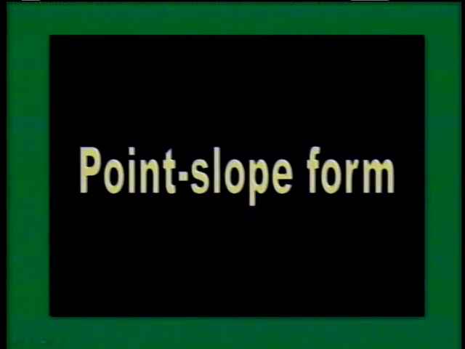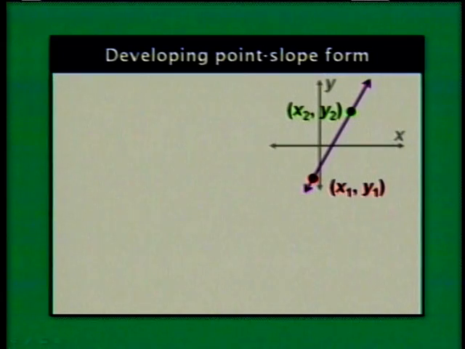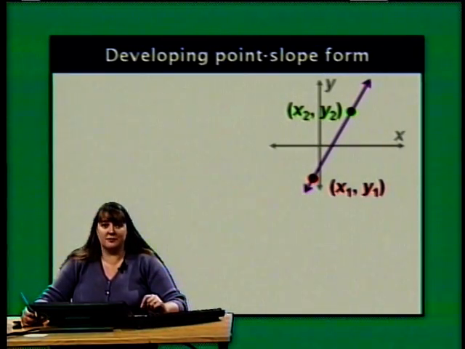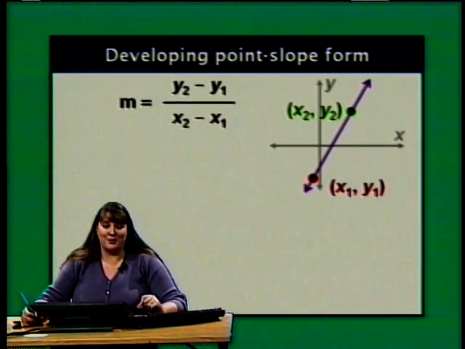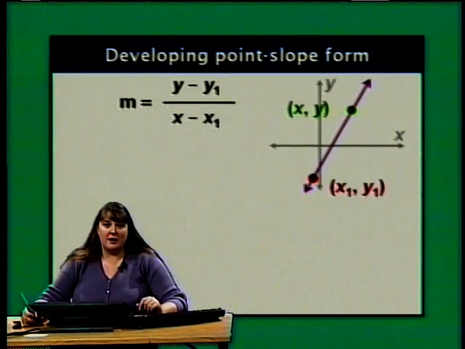So let's start by developing point-slope form. Let's think back to our equation for finding slope. If we have 2 points on a line, x sub 1, y sub 1, and x sub 2, y sub 2, we can use our slope formula to find the slope m. I'm going to make a slight change here. That point, x sub 2, y sub 2, I'm going to think of as being any point on the line. To do that, I'm going to get rid of the subscripts. So the x sub 2, y sub 2 is just going to become xy. And now xy can be any point on the line other than the point x sub 1, y sub 1.